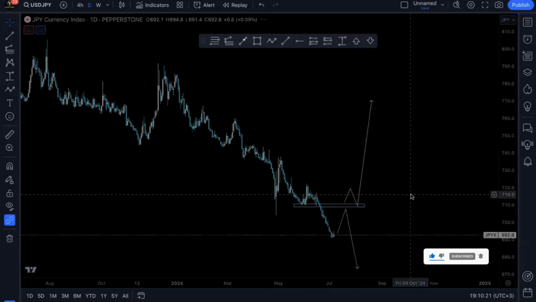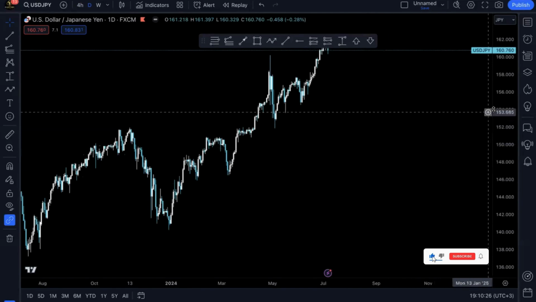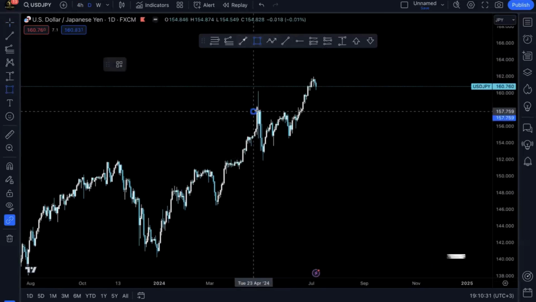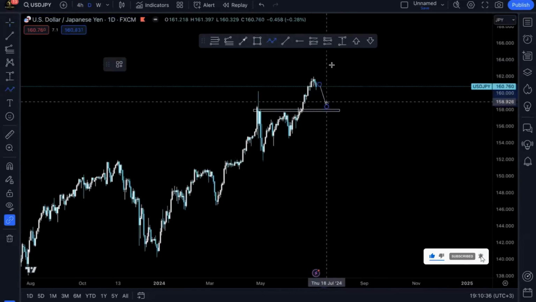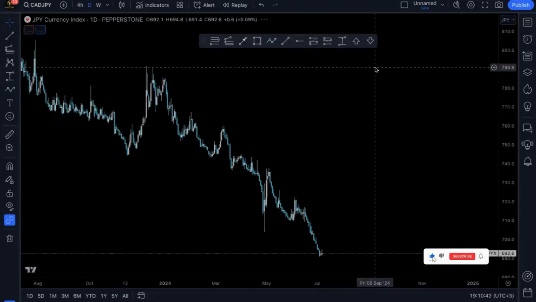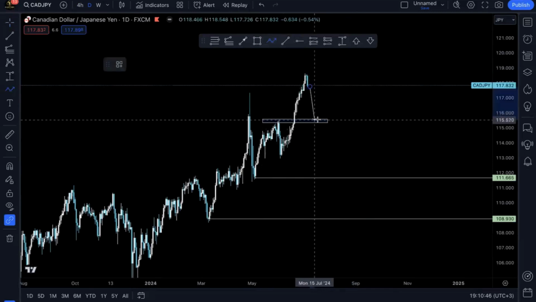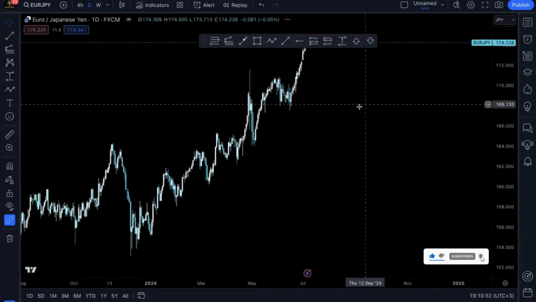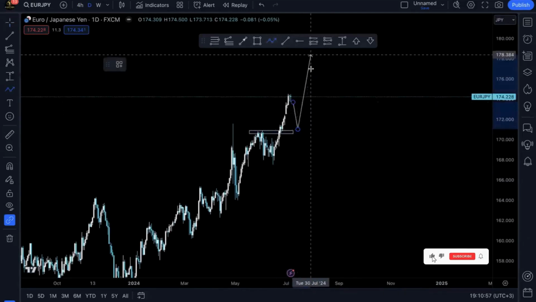And how will that be affecting the other JPY currency pairs? Now, should prices keep on selling, I'll be anticipating to see this happen, and the continuation. CAD JPY, same thing. Retracement here, continuation. Euro JPY, same thing. Retracement here, continuation.